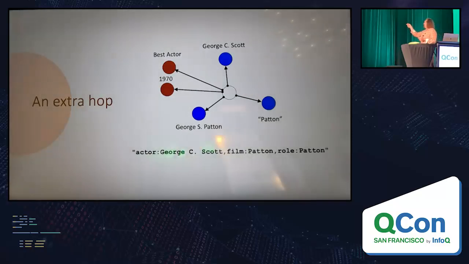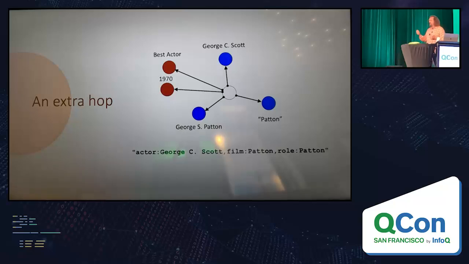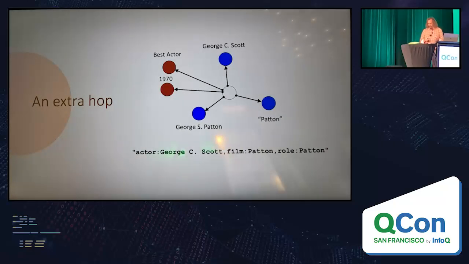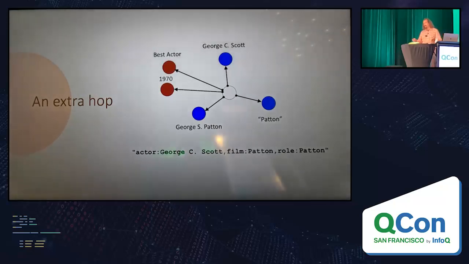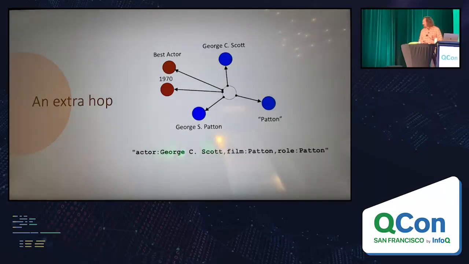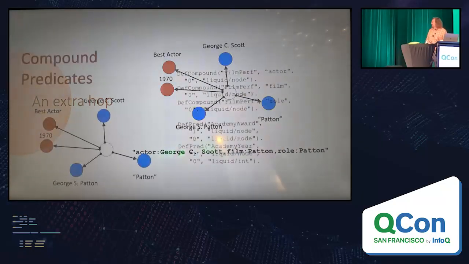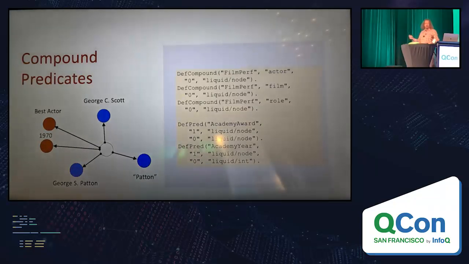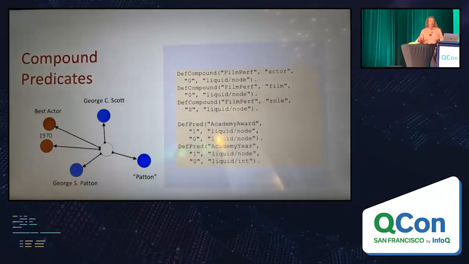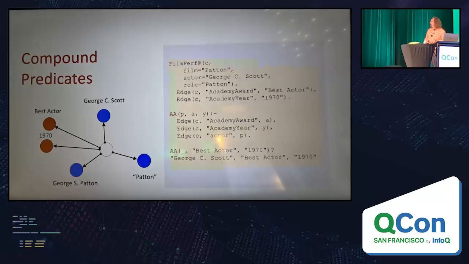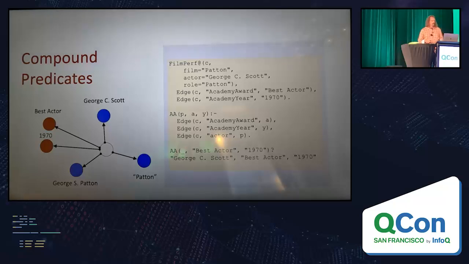And you can annotate; you can do anything you want with a central node. It's just a node. It's not going to bite anybody. So you can put whatever data you want on there, and the data is just edges. We don't need to come up with some fancy schema to talk about this stuff. Liquid does this with what we call compound predicates, and this is just the syntax of that working.